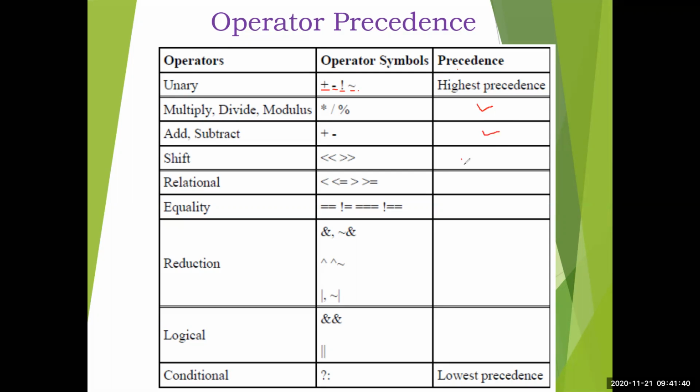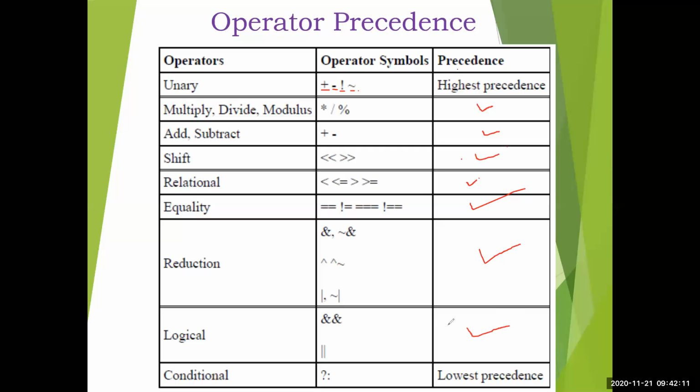After that, shift operations come. Then relational operators come: less than, greater than, less than or equal to, greater than or equal to. Then equality operators, of which there are 4. Again, they can be used at any level; not all will be present in every statement. Then reduction operators get the precedence, and then logical operators get the precedence.